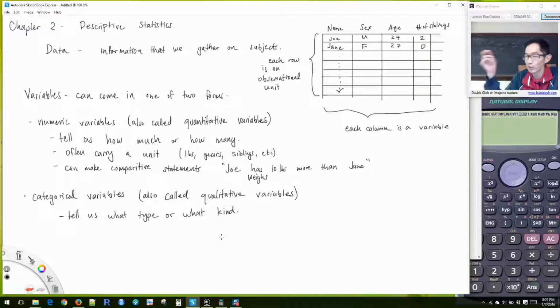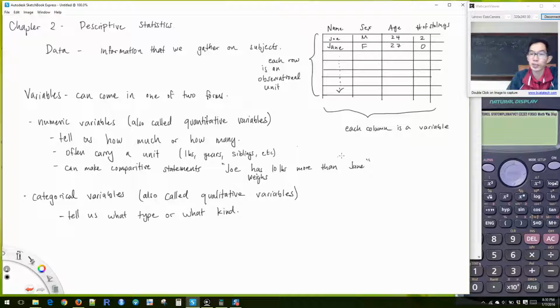So categorical variables would be things like gender, hair color, things that you can't make comparative statements about, even though they might be represented with a number. So like zip code and area code are categorical variables. If we were to gather someone's zip code information, that would be categorical. It doesn't tell you a quantity. You can't say I have 40 more zip code than you. It just doesn't make sense. So we have that, okay?